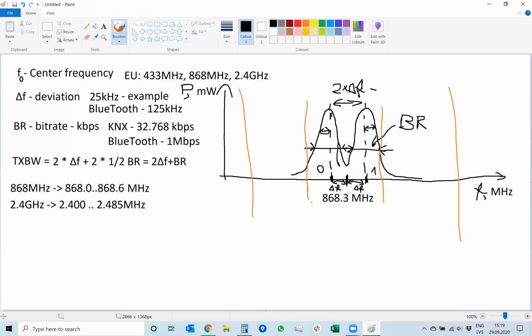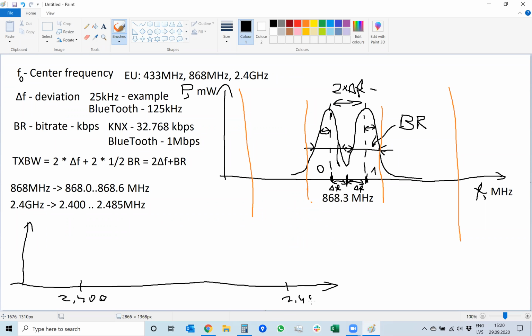Okay, so as we spoke, 868.3 megahertz is the center frequency. Several devices are sending at the same time. The signal is damaged. This is why, for example, in the 2.4 gigahertz band, in the frequency spectrum domain, you have 2.400 here, and you have, for example, 2.485 on the opposite end.